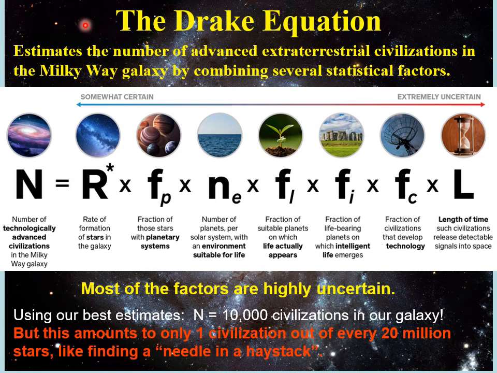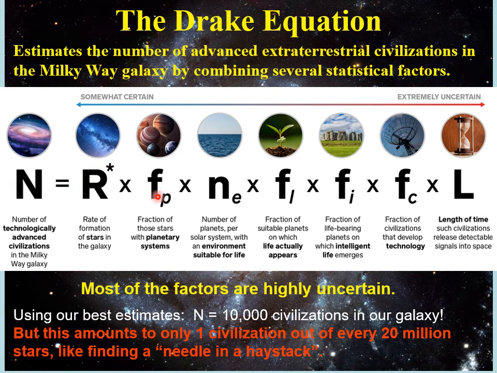So the Drake equation estimates the number of advanced extraterrestrial civilizations in the Milky Way galaxy by combining several statistical factors. The number of technologically advanced civilizations like ourselves is N over here on the left, and N is the product of a bunch of different factors. Some of these factors we know pretty well, and others we don't know well at all. For example, the rate of star formation in our galaxy, that's something that astronomers know.